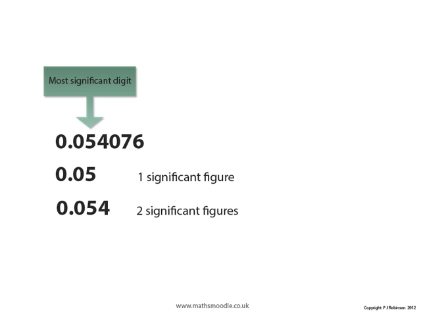If we wish to round to three significant figures, we would look at 540 and then the number following that, which in this case is a 7. The 7 would cause us to round up, so to three significant figures we would obtain 0.0541.